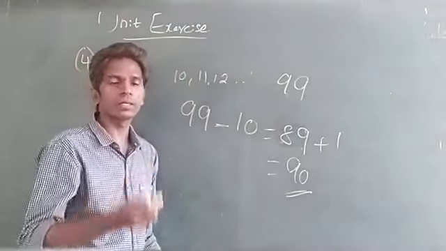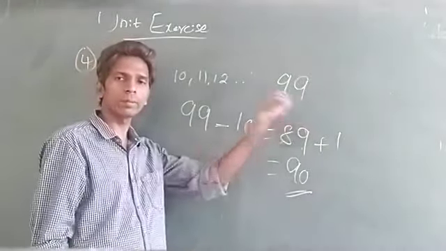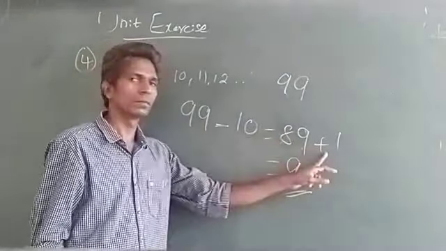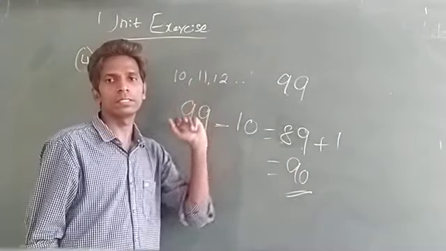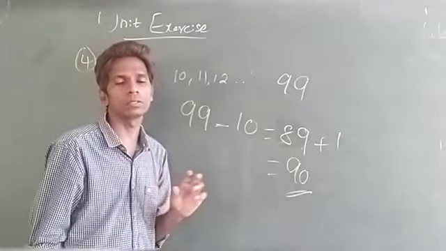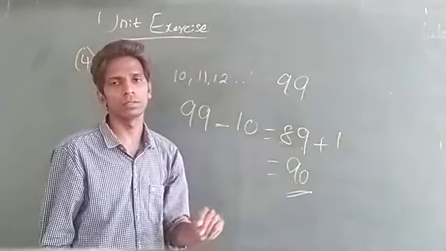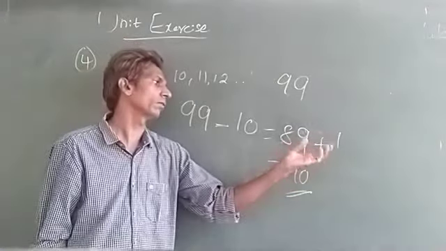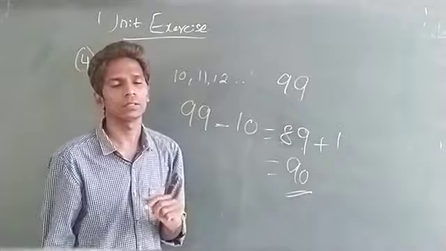So arthamaindi kada andi? So big number minus small number plus 1. You want to add plus 1 because this 10 will not be subtracted. That's why we are adding in the last. Like that we want to do.